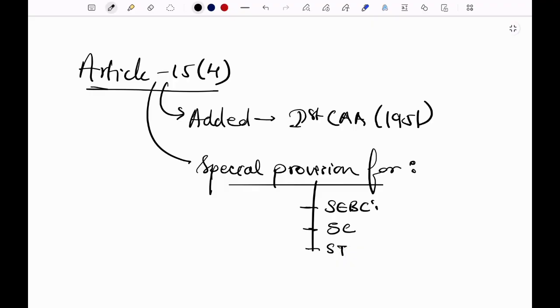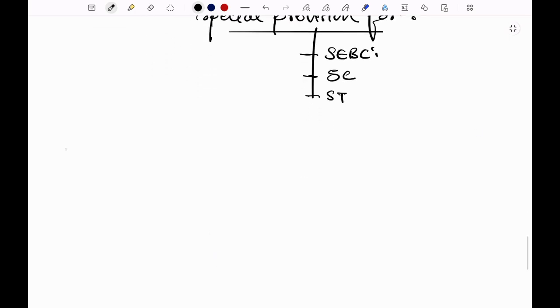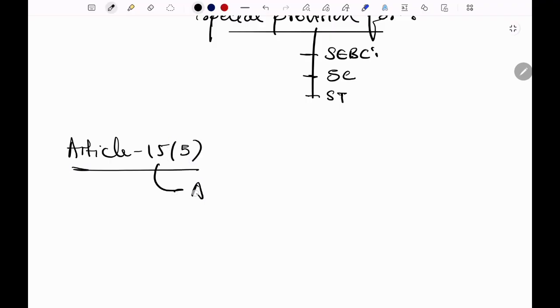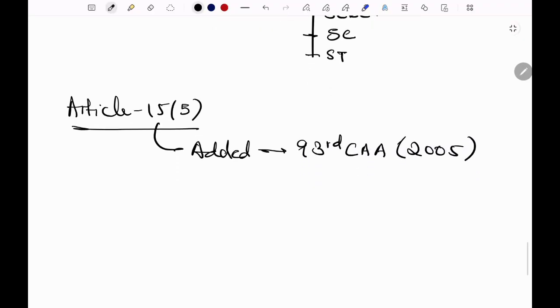Okay, so Article 15 clause 4 also seeks a special provision for whom? For socially and educationally backward classes, Scheduled Castes, Scheduled Tribes. Now we will see Article 15 clause 5. That is, it was also added through the 93rd Constitutional Amendment Act. It was in 2005, and the famous case is the TMA Pai case.